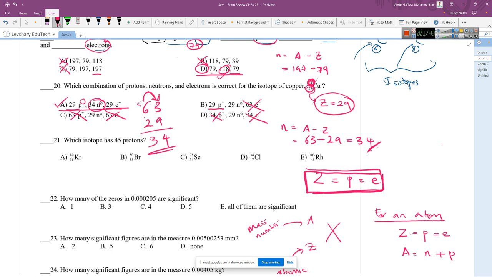You can see here the charges: the proton is positive, the neutron has no charge, so 0, and the electron has negative charge. So now you should know how to calculate the number of neutrons in an atom or isotope.